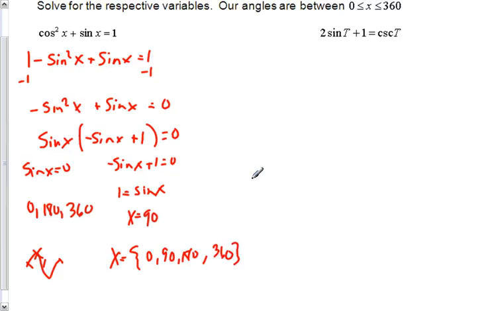Check them in your calculator, okay? Cosine of 0 is just 1. 1 squared is 1. 1 plus the sine of 0, which is 0, is 1. Okay? If you do 90, cosine of 90 is 0. 0 squared is 0, but the sine of 90 is 1, and that works out too. All right? Check for 180, it's going to be the same as 0 and 360.